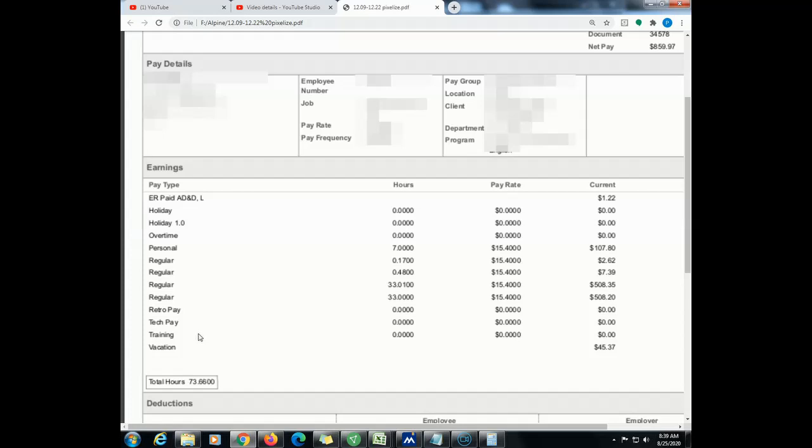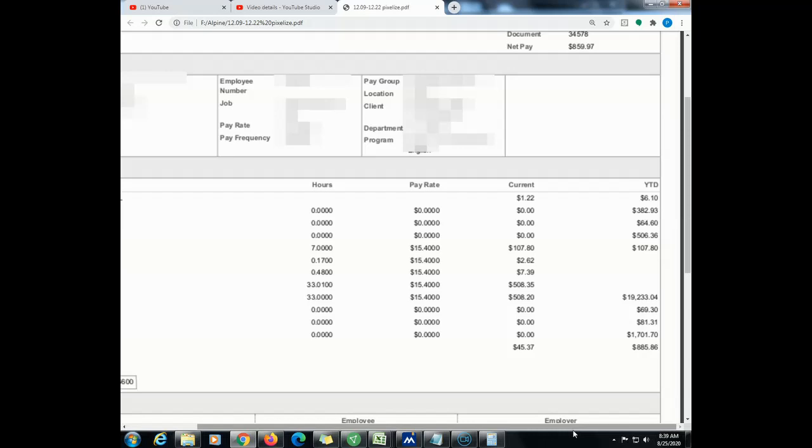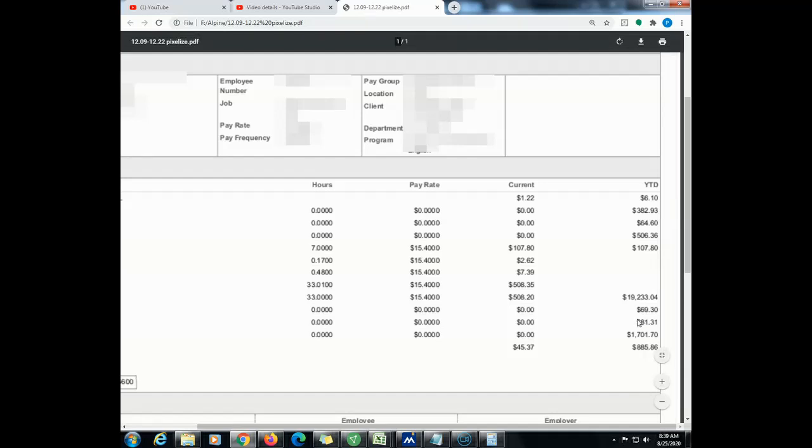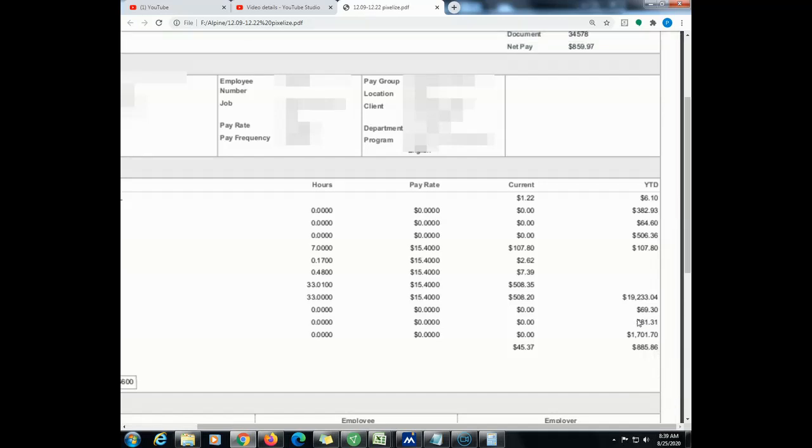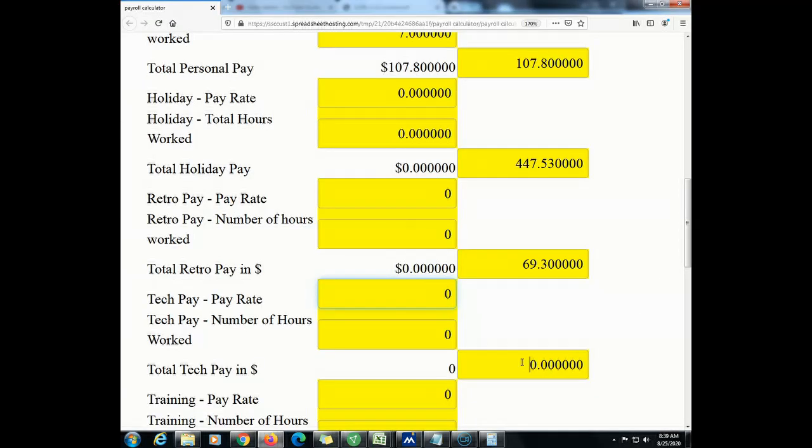And next is your tech pay. Your tech pay would be for any technical issues that you might have had, for which there was a delay, for which you weren't able to work, even though you were ready to work. This would be part of your tech pay. Let's say your tech pay from your last few pay stubs is $81.31.